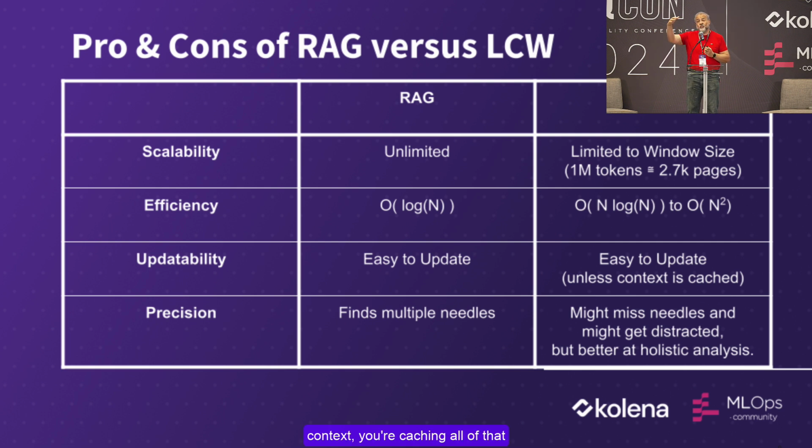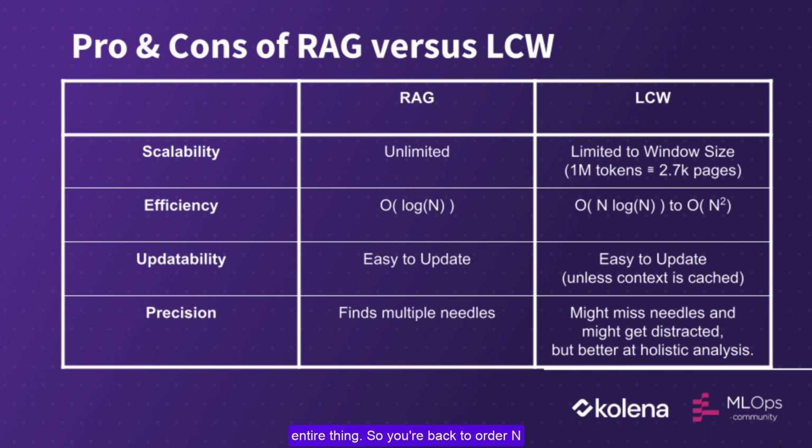You're caching all of the tokenization that happened for your context, and maybe the first layer of your neural network inference. That means now if you want to update, you have to invalidate the cache, and you have to recompute the entire thing, so you're back to order n squared. So it becomes harder to do updates, though it's possible. I wouldn't ding large context window models on that.